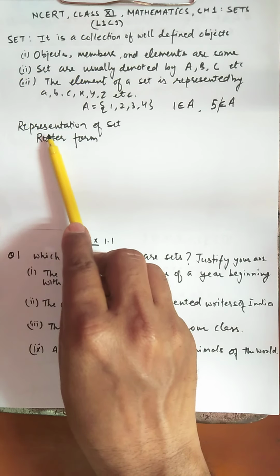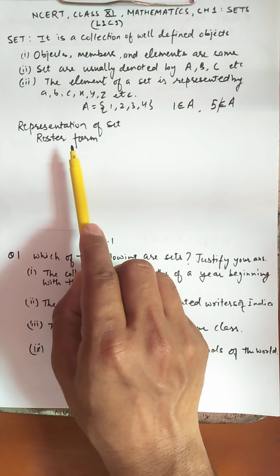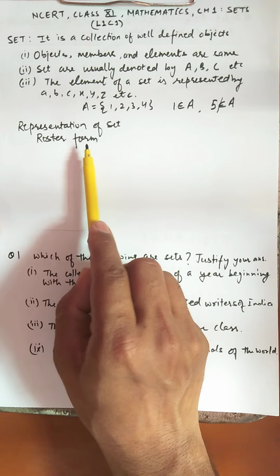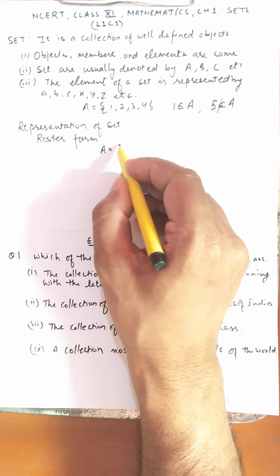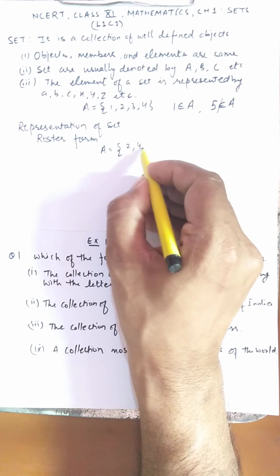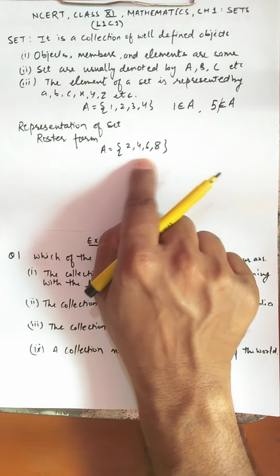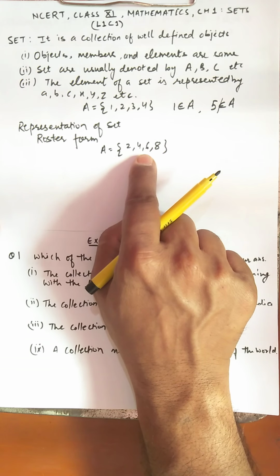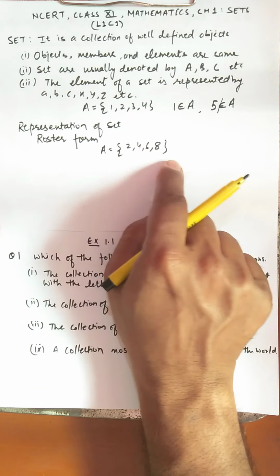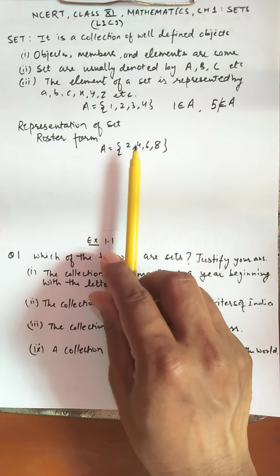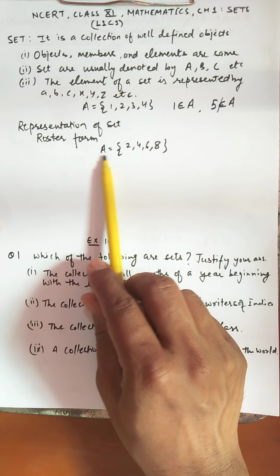Now come to the representation of sets. Set representations are of two types. The first is roster form. Giving an example, if I say this is {2, 4, 6, 8}, you can see clearly there are four elements 2, 4, 6, 8, and they are within these curly brackets. If all elements are uniquely listed, then the form of the set is called roster form.